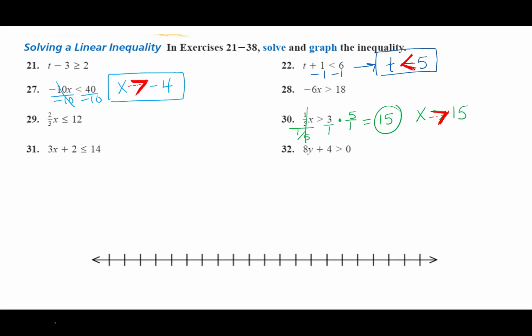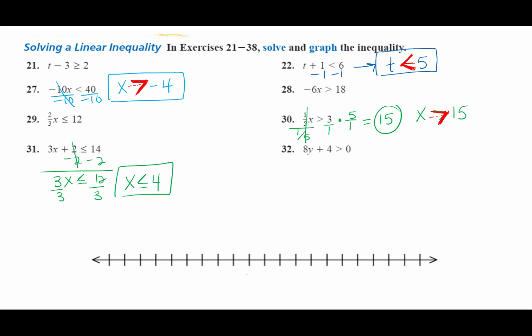Okay, take a look at 32. 3x plus 2 less than or equal to 14. Let's begin solving this just like a regular equation. Subtract 2 from both sides. 3x, the 2 minus 2's cancel. The inequality comes down as less than or equal to. 14 minus 2 is 12. We're going to divide by a positive 3, and that leaves us with part of our answer, which is x less than or equal to 4.